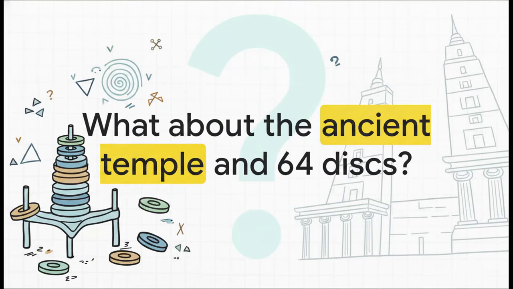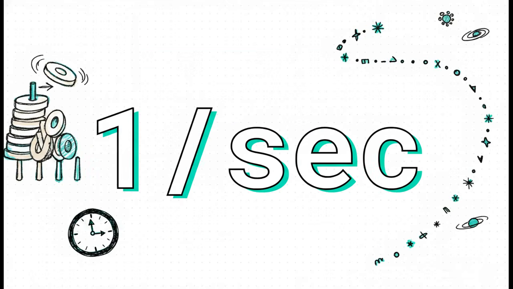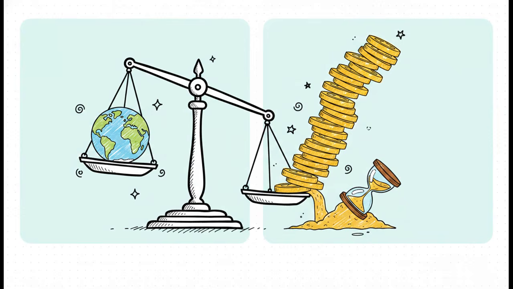Which brings us right back to our ultimate question, that ancient temple and those 64 discs. Using our new skills, we log the minimum moves for smaller stacks to build a predictable table. Even moving one disk every single second, solving for 64 disks takes an absolutely mind-bending amount of time. The math proves it takes way longer than Earth's 4.54 billion years, so we're totally safe.